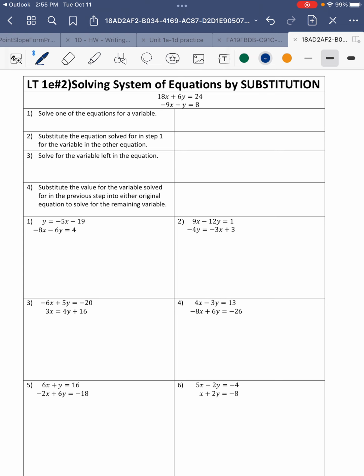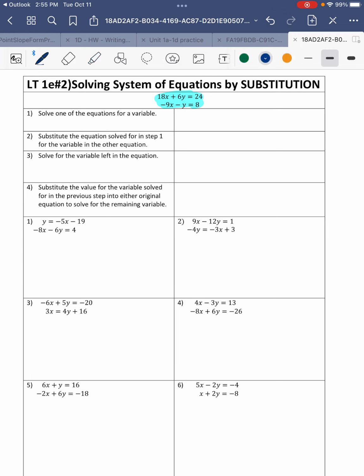Alright, so welcome to 1E number 2. This is solving systems of equations by substitution. Last class we did it by graphing. Today we're going to do it by substitution. At the top here I have two equations. A system means more than one equation that you're going to have to solve together.